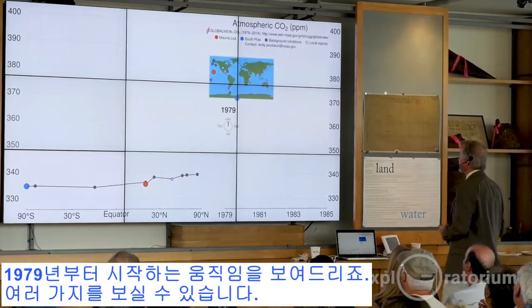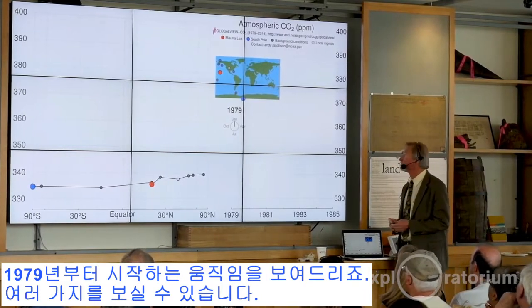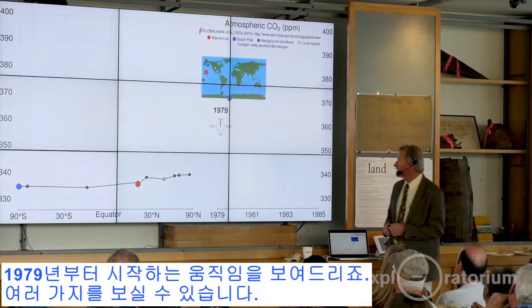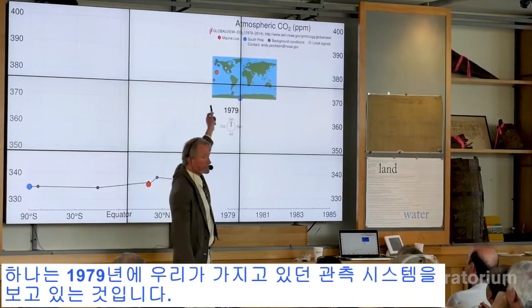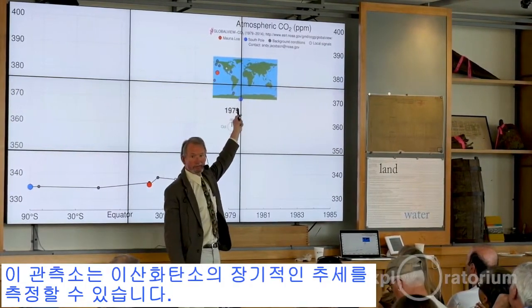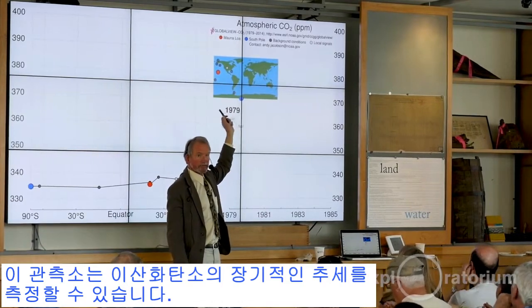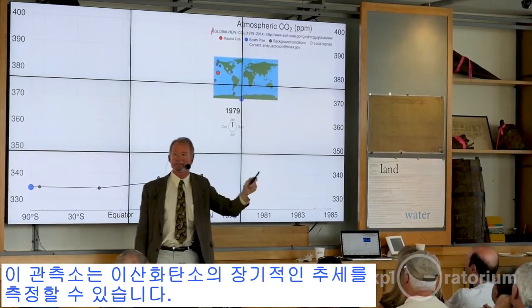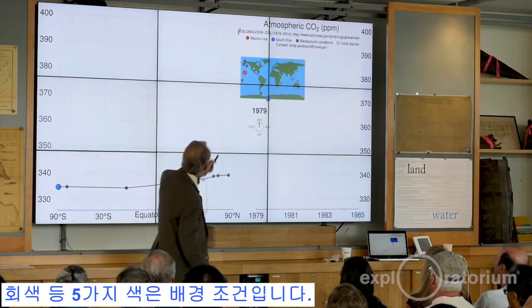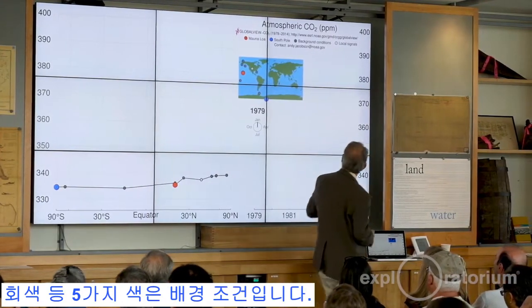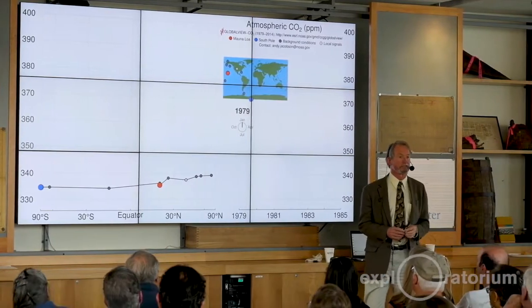Okay, I'm going to show you the movie. We're going to start out here in 1979. What you're looking at is several things, obviously. One, you're looking at the observing system that we had in 1979. Those are the stations we were able to use that could measure long-term trends in carbon dioxide. There's not very many of them. There's 5 that are gray. Those are called background conditions.